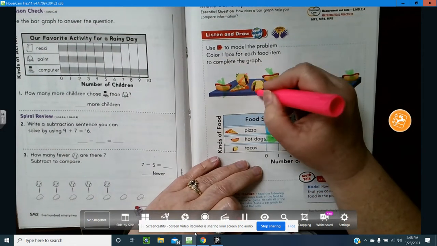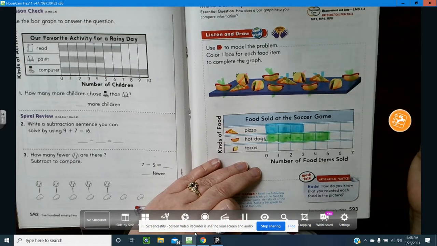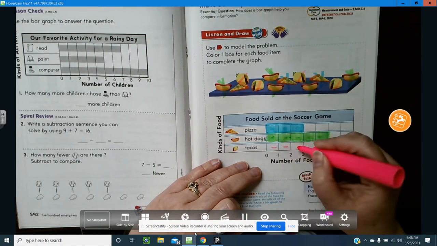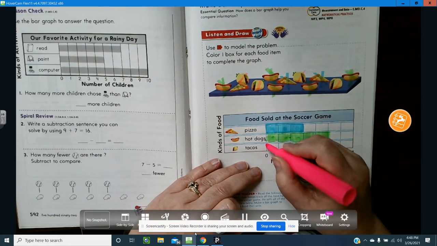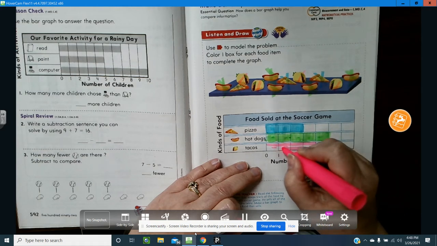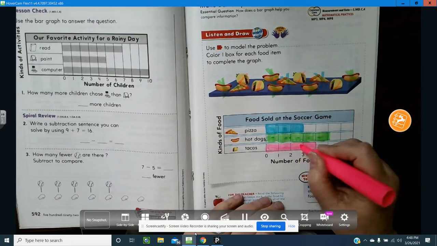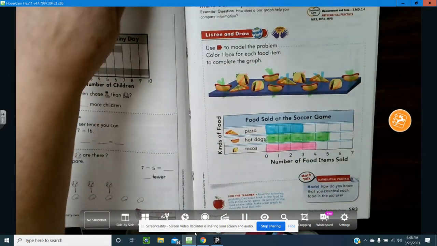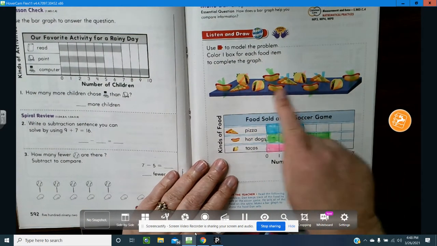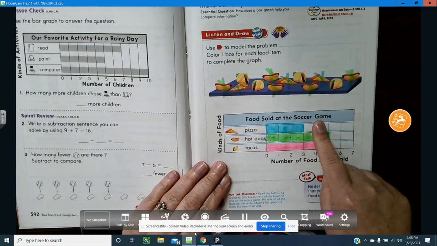Let's see. There's 1, 2, 3, 4 tacos. I'm going to make my bar and color it in. So I've made a bar graph now showing how much food that he sold at the soccer game.